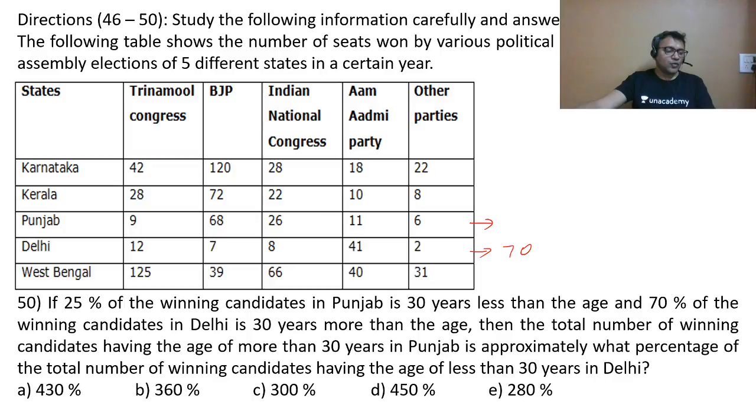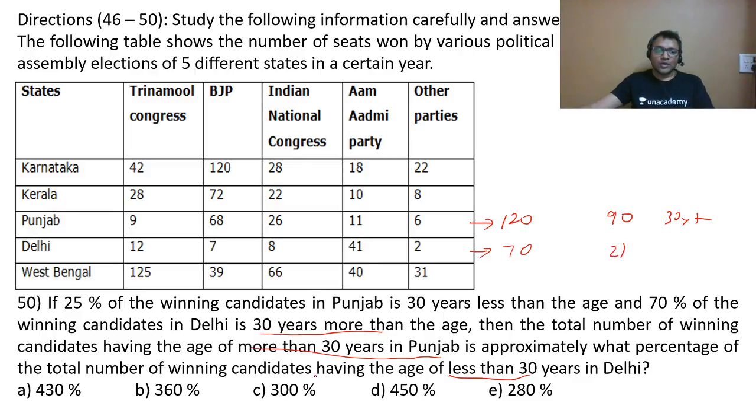Okay, so if you look at it, the total of Punjab is 120, the total of Delhi is 70. 25% of winning candidates in Punjab are 30 years or less, so those more than 30 years will be 90. It will be 30 years plus is what I want, more than 30 years in Punjab. And in Delhi, more than 30 years of age is 70%. So less than will be 30%. So 30% will be 21.